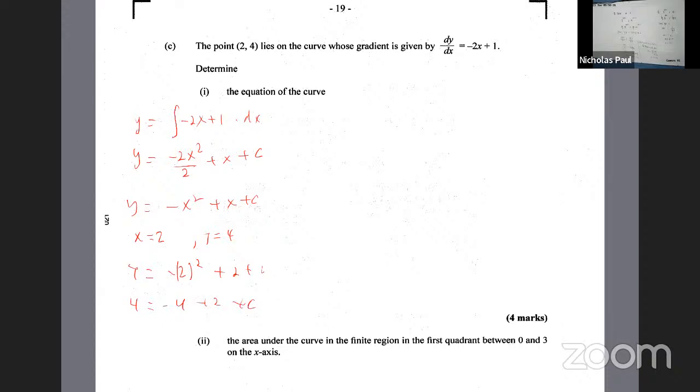So that's 8 minus 2 is 6. So I got c to be 6. So the equation that I got is y is equal to minus x squared plus x plus 6. All right, anybody got that? Calista got that? Clarissa, Josiah, nice.